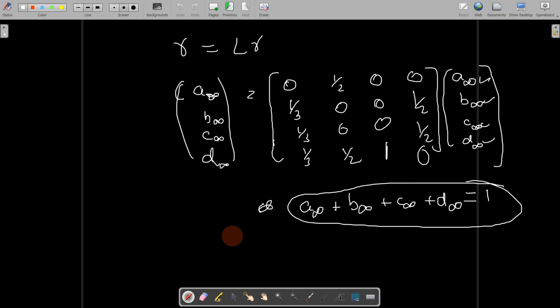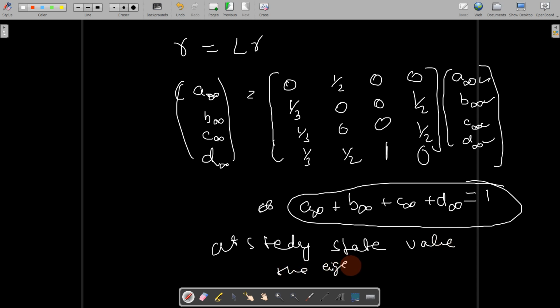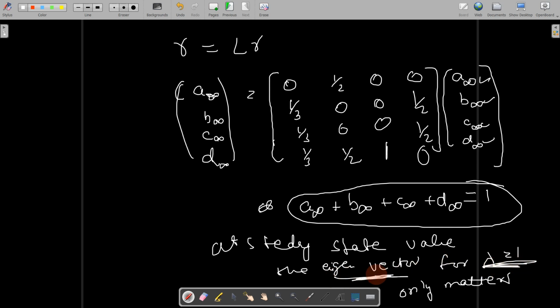One more important thing: at steady state value, the eigenvector for eigenvalue lambda equal to 1 only matters. Only for eigenvalue 1, the corresponding eigenvector will be relevant. Other eigenvalues at the infinite term will become very, very small, so they don't contribute anymore.